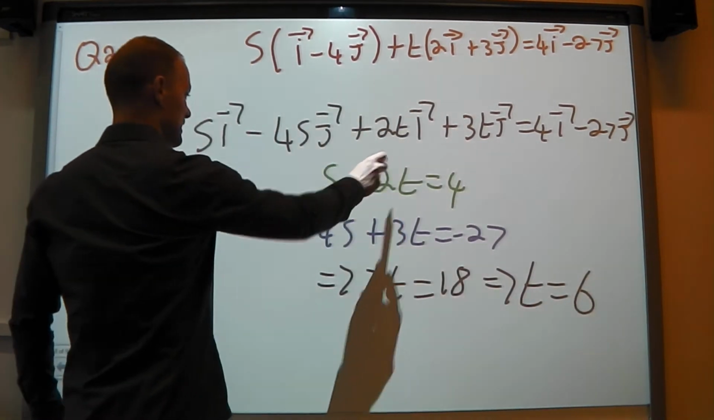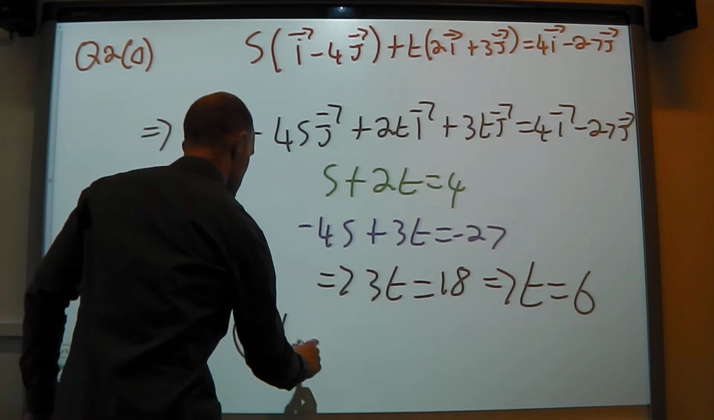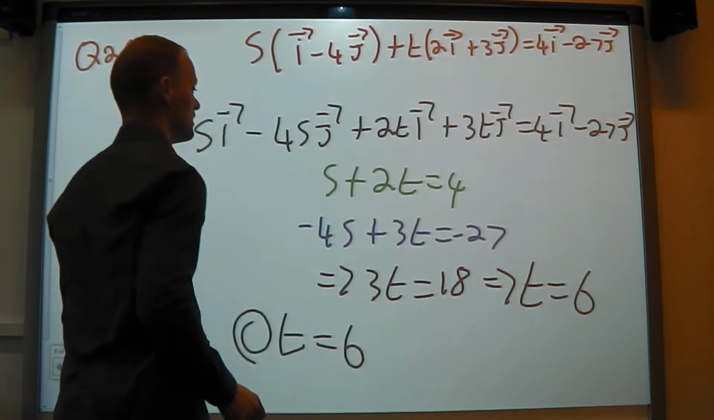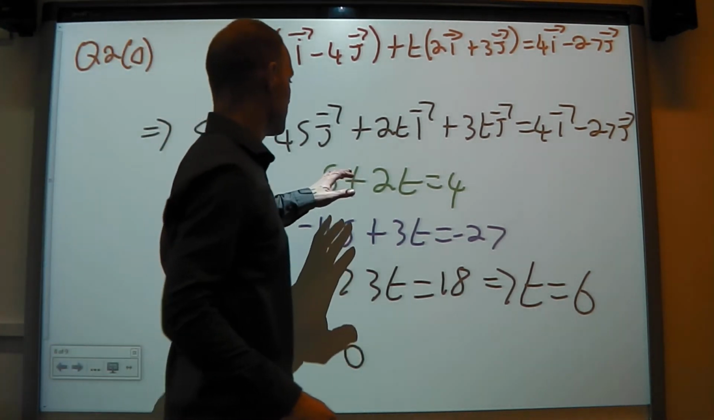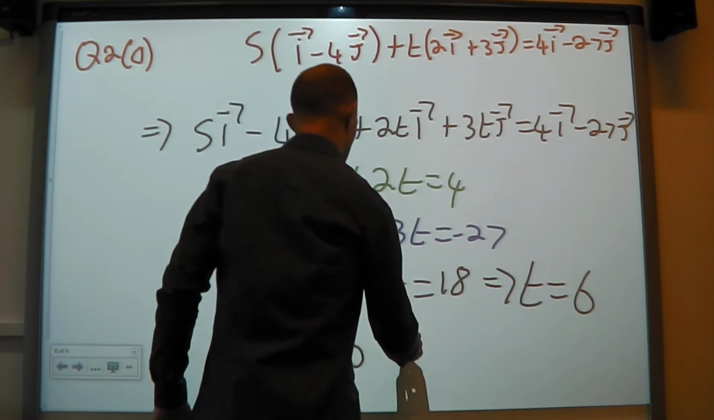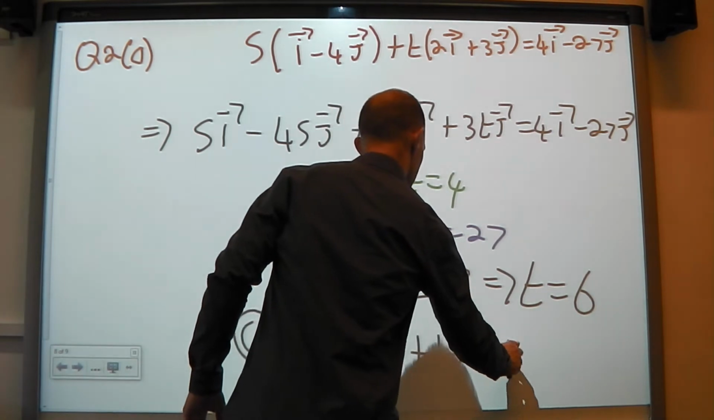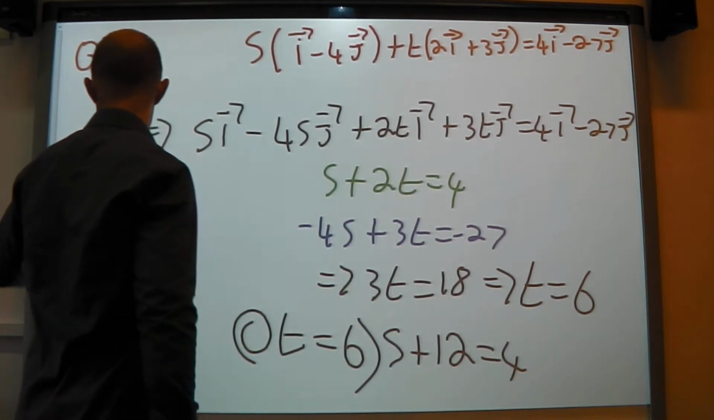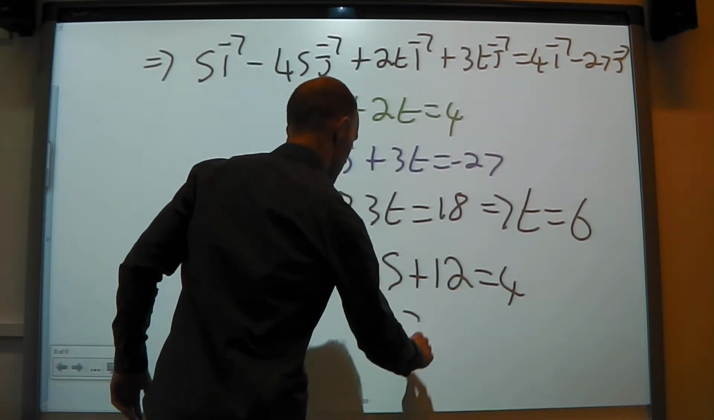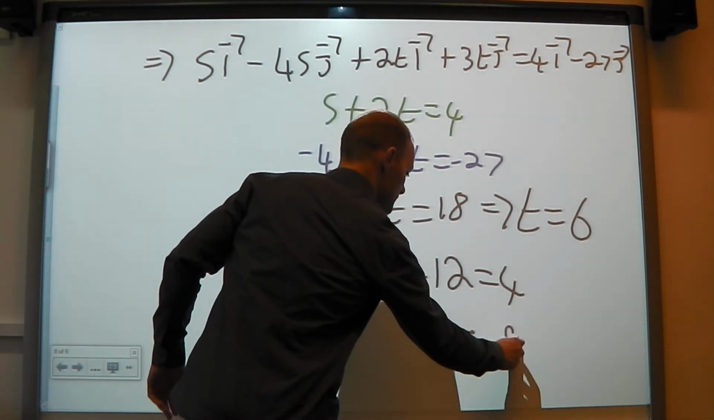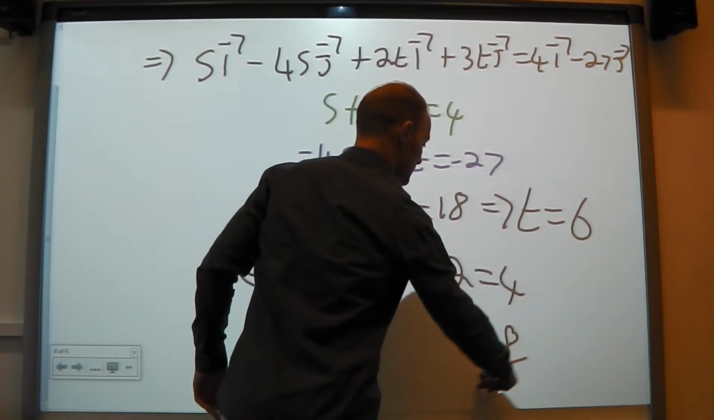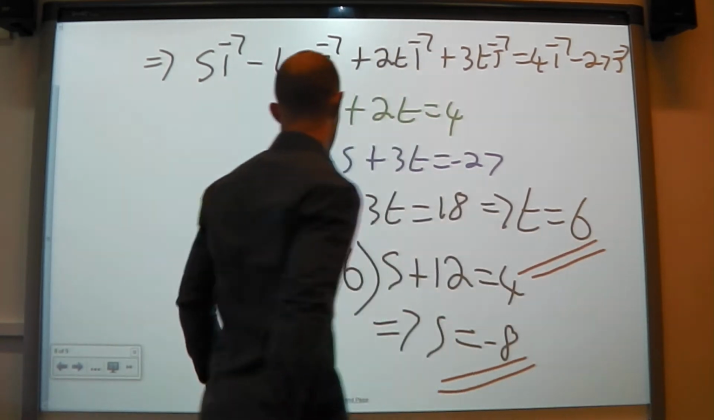And at t equal to 6, we just sub it into this equation. At t equal to 6, we have s plus 12 is equal to 4, and that implies s is equal to negative 8, obviously. So there we have a solution of s equal to negative 8 and t equal to positive 6.